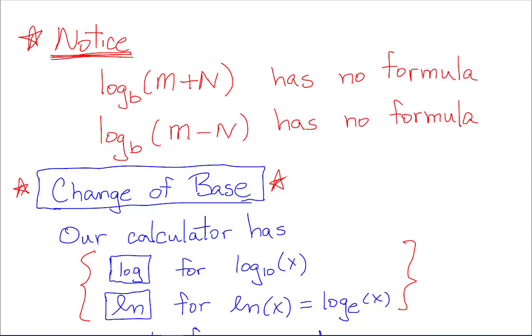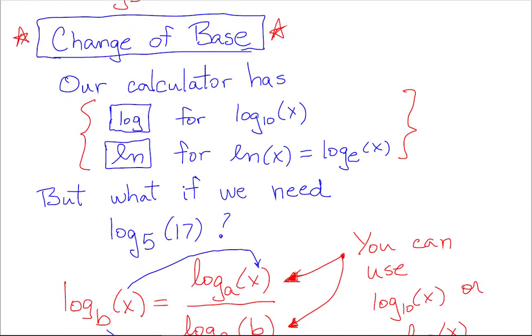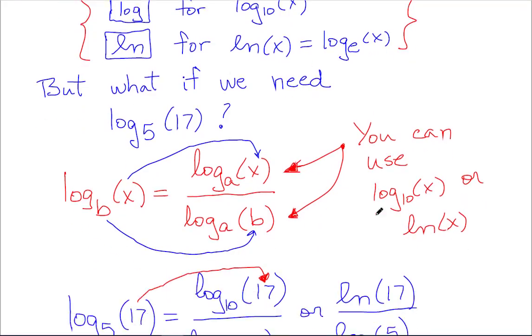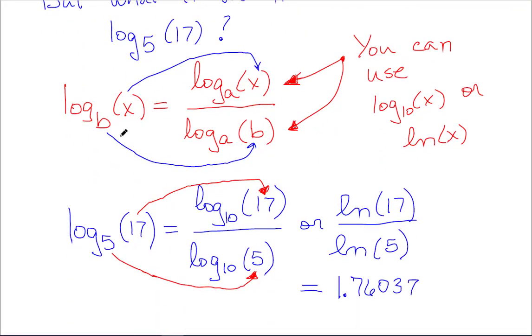And the last important fact from this section is something called change of base. Our calculator has log, which is log 10, and our calculator has ln, which is log e. But what if I needed to calculate log 5 of 17? How do I get that number? Well, we have something called change of base, and change of base says log b of something can be rewritten in terms of some logs that you do know.